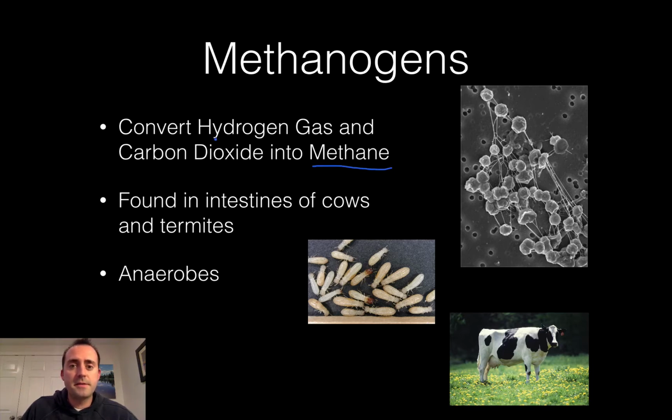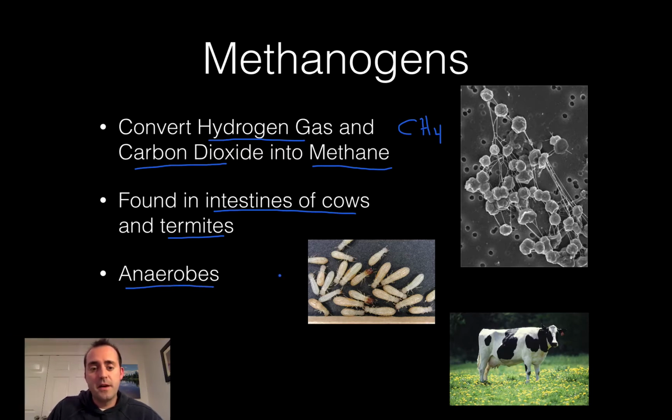Basically, these bacteria get their energy from taking hydrogen gas and carbon dioxide and converting it into CH4, which is methane. These bacteria can be found in interesting environments, like the environments found inside intestines of cows. They're also found in termites. Basically, they're anaerobic bacteria, which means they don't live in the presence of oxygen. They don't need oxygen to survive like we do.